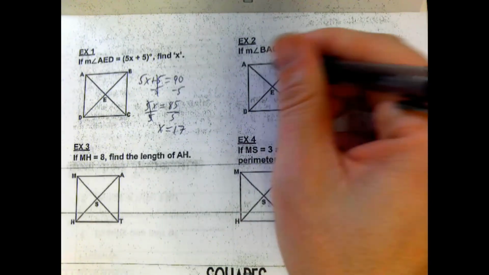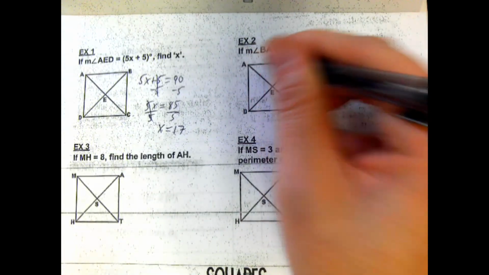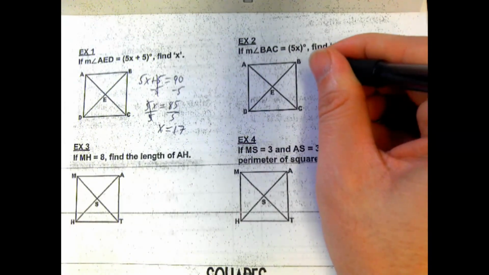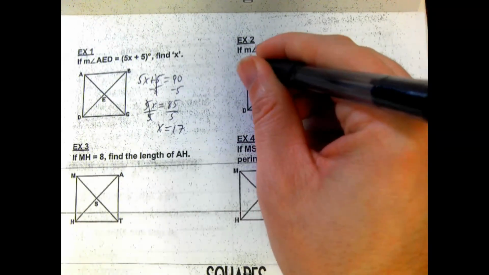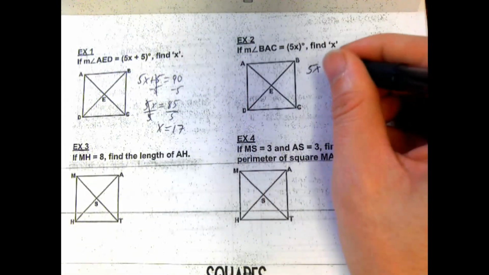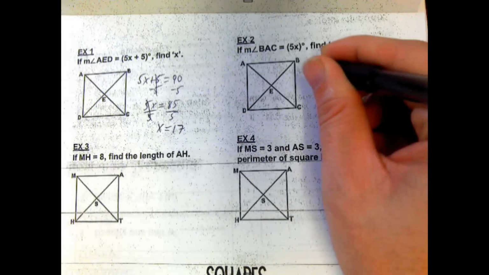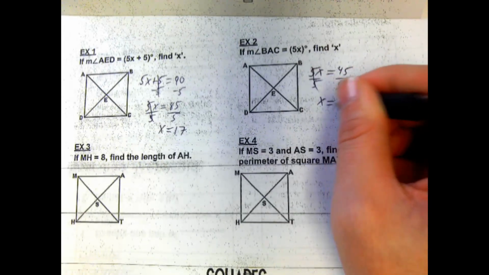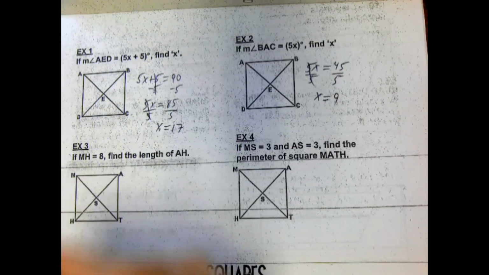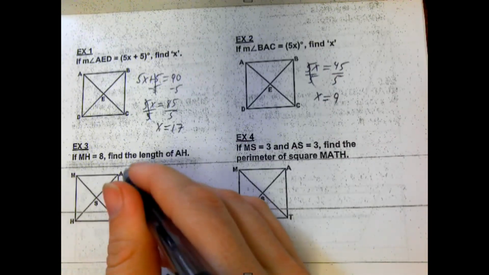The angle of BAC, so this angle right here, equals 5x. Remember that this is going to be half of the 90, so it's going to equal 45. So I just have to divide both sides by 5, and that'll get me that x equals 9 in this case. If MH equals 8, find the length of AH.